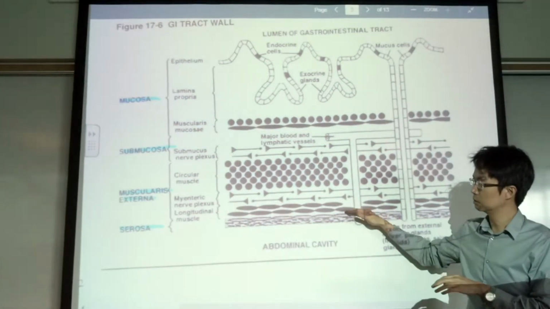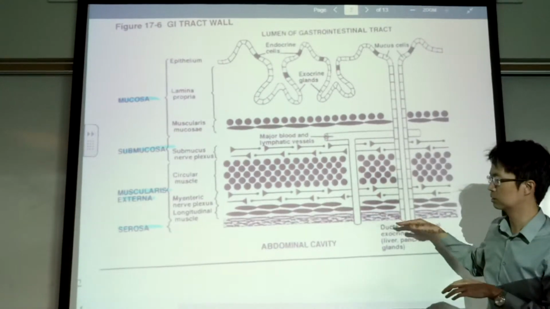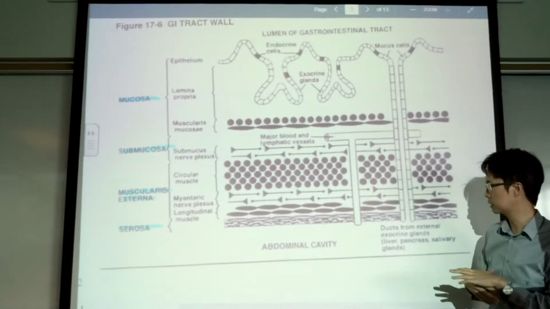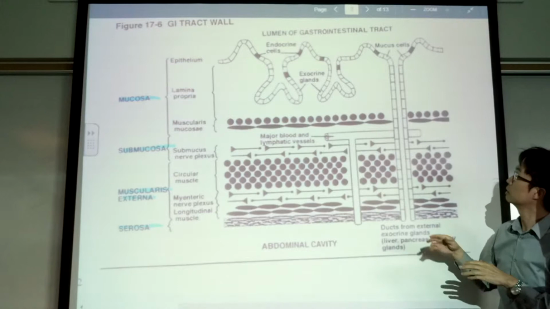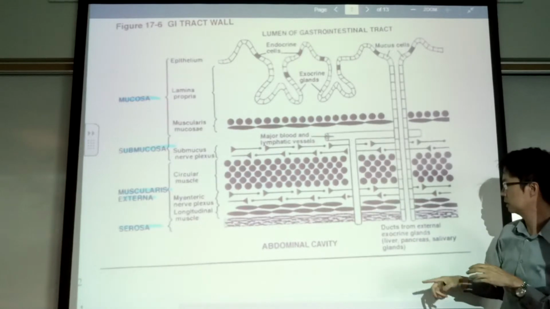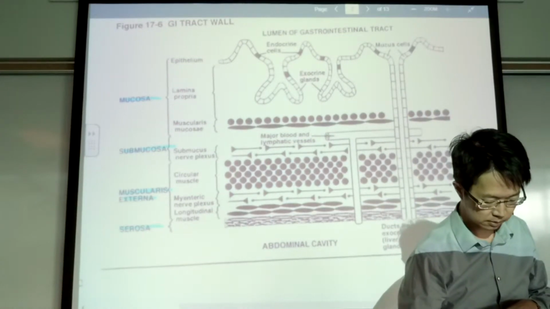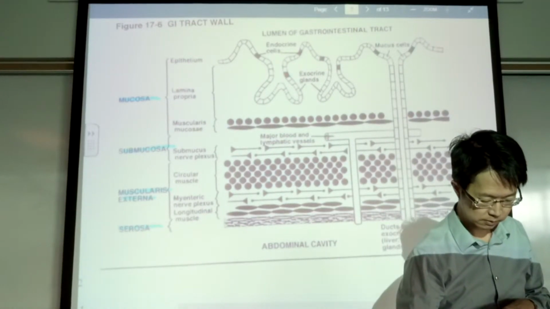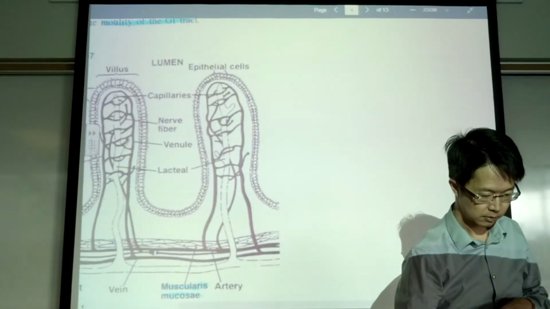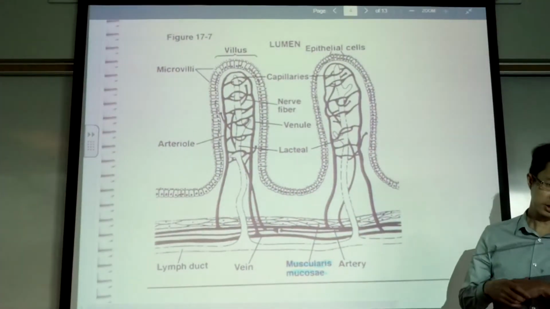And then after muscularis externa, you have serosa. Serosa, you may call it the most external layer, it is a layer that is in contact with the abdominal cavity. And of course, we have different ducts. The ducts can come from pancreas, liver, or salivary glands. So this is the structure of the villi.